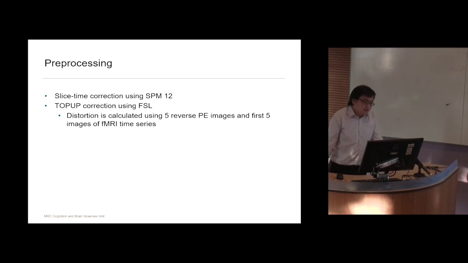and following that we did top-up correction using FSL. So top-up is just calculating the phase distortion using the 5 reverse phase encode images that we acquired at the start of each run and the first 5 images of a time series. And we then apply this correction to all the data to remove any distortion due to phase.